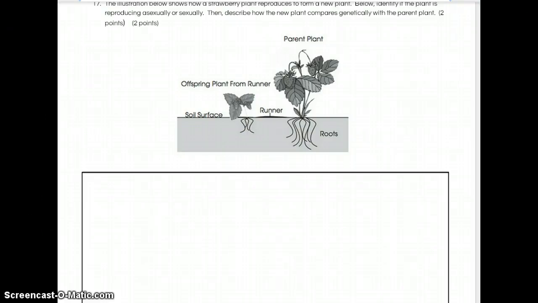And number 17. The illustration below shows how a strawberry plant reproduces to form a new plant. Below, identify if the plant is reproducing asexually or sexually. Then describe how the new plant compares genetically with the parent plant for 2 points.